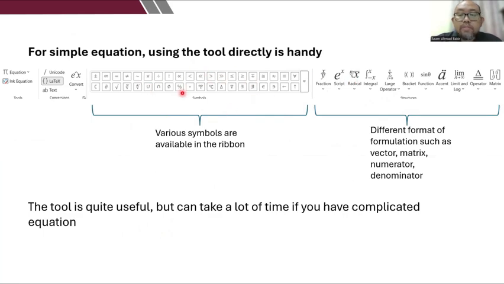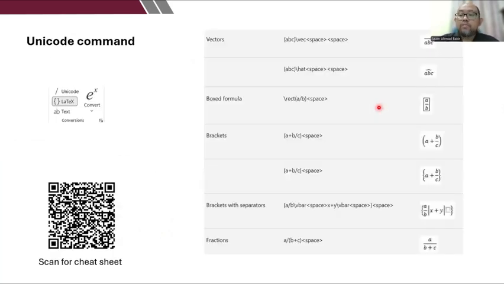You can make use of all the symbols in the ribbon, and you can also choose from different options, such as vector, matrix, numerator or denominator, or fraction. It's quite easy to use, but it can be tedious sometimes for large equations. So another alternative is to write the code straight away. For example, you can use the Unicode command. There's a list of what you can write. For example, here this is how you can write a bracket with fraction. You can also write fraction. Sometimes it's much faster this way. You can also write vector. I provided you with a cheat sheet through this link. You can scan this QR.